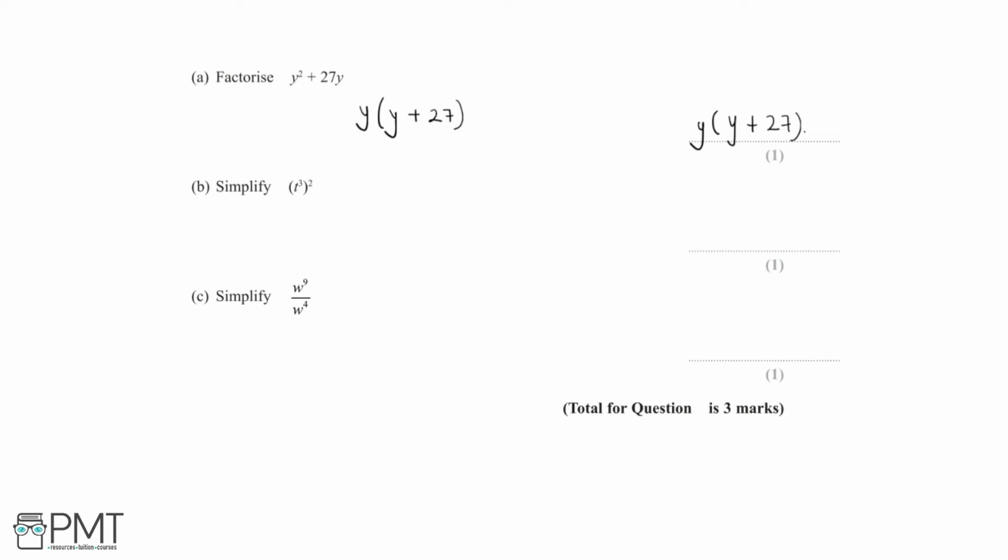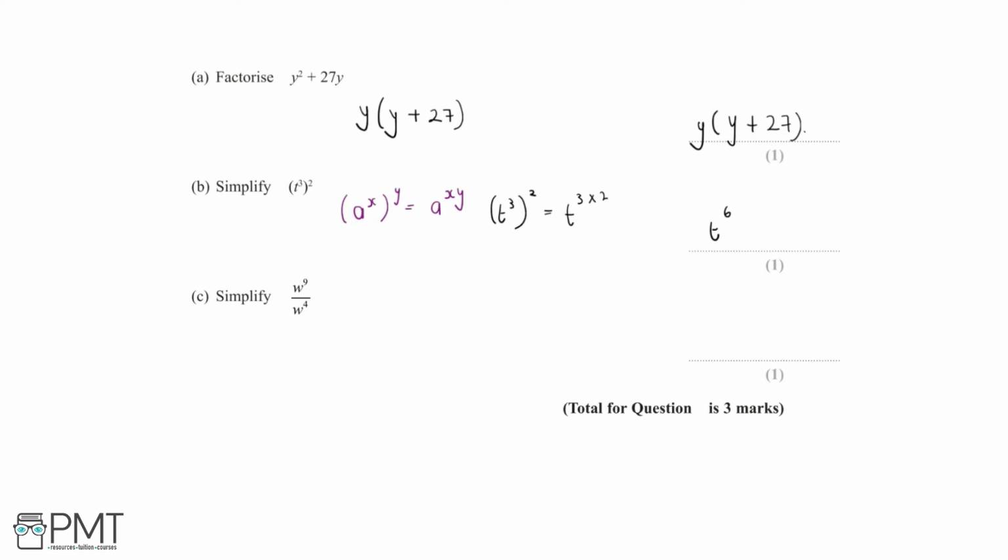Now in part B, we're asked to simplify t cubed all to the power of 2. There's a very specific index law that will help us answer this question. The law is that a to the power of x all to the power of y is equal to a to the power of xy. And so in this situation, t to the power of 3 all to the power of 2 is equal to t to the power of 3 times 2. And so we can say that t to the power of 3 all to the power of 2 is equal to t to the power of 6.